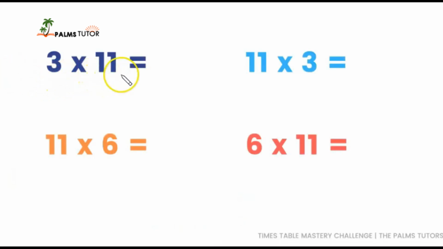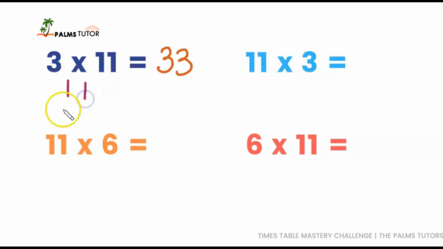3 times 11. No cramming, no stress, just double 3. That's what? 3 and 3. That's 33. Do you know why this is possible? Let's try and do that.